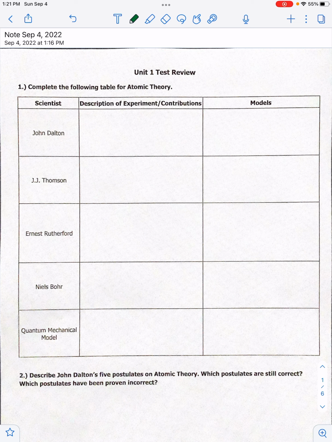So the first one are just going to be our scientists. Now, this is just a matter of knowing the material. There's no trick to this. Okay, so we're going to start with John Dalton. He was our father of atomic theory. So you're going to have to bear with my handwriting. He was the father of atomic theory.